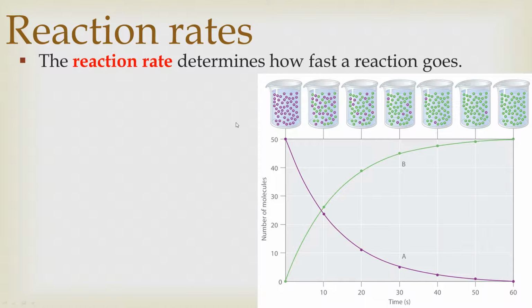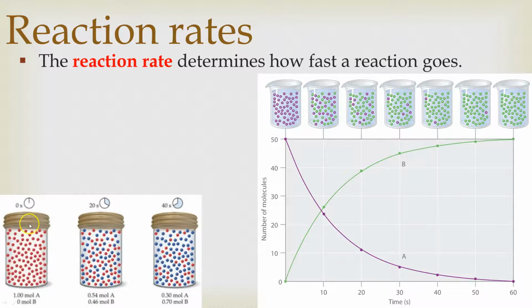So the reaction rate is essentially what determines how fast a reaction goes. So it's not just does it go all the way to completion, but how quickly does that happen to go here. Here we start with all red, then it becomes partial red, partial blue, and then mostly blue. So this is 20 seconds, 40 seconds. We're going to talk about things that affect that.